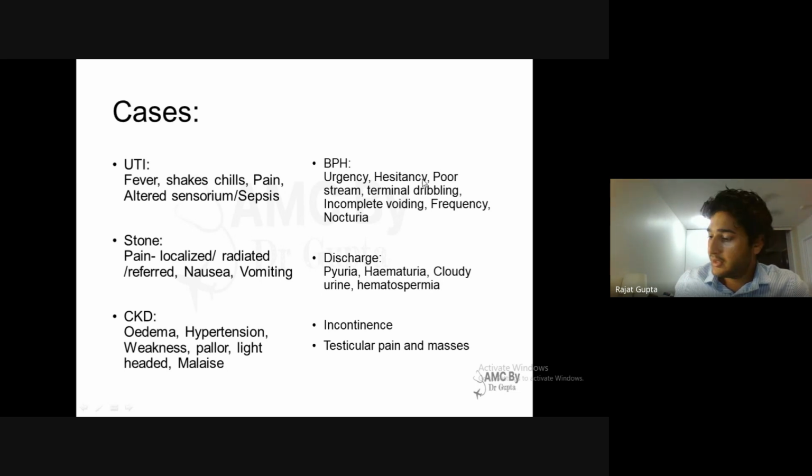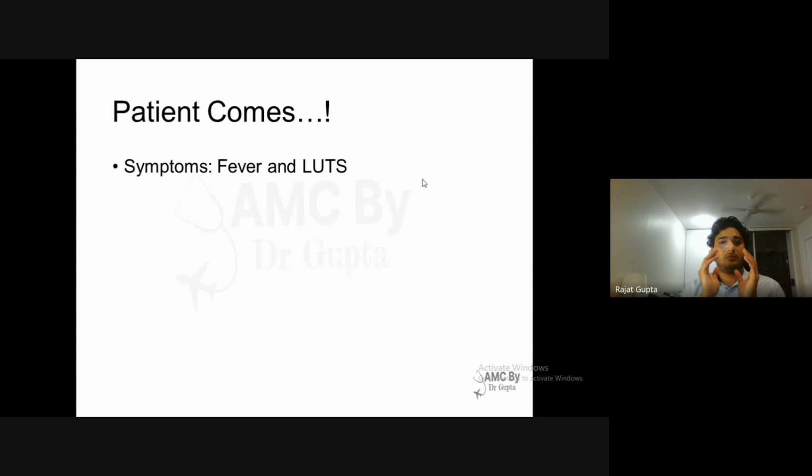And the next is discharge. In discharge, you can have hematuria, cloudy urine, hematospermia, pyuria. These cases are not very common, but hematuria is most important. I'll be discussing this as well. Incontinence, you'll have one question from incontinence. I'll be covering that as well. So incontinence, stress, urge, and different types of incontinence we'll be talking about at the end of the slides. And testicular pain, etc. So let's start with the situation.